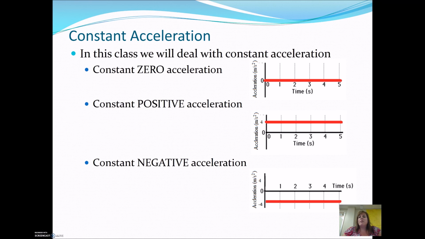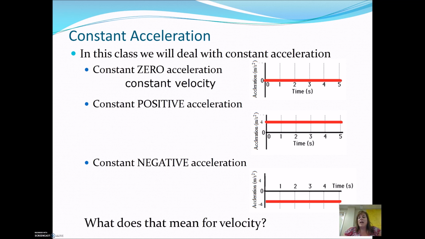But what does this mean for velocity? Well, if we have zero acceleration, that means we have constant velocity. The velocity of the object is not changing, which means we have that constant horizontal line on our velocity versus time graph, and that slanted but straight line on our position versus time graph. But if we have acceleration, well, then things get crazy, right?